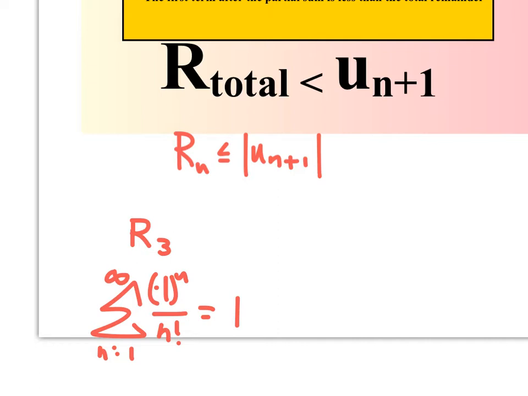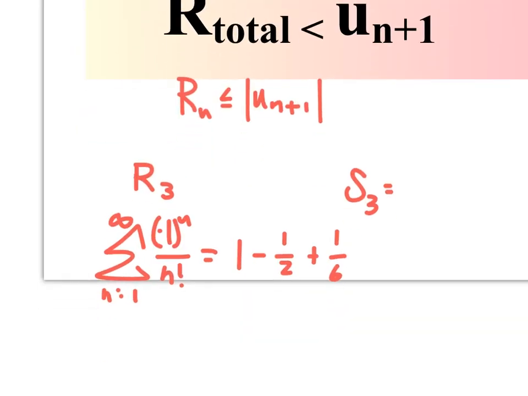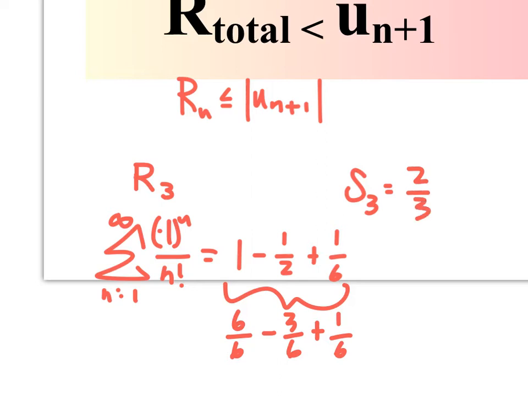I think we said it was 1 minus 1/2 plus 1/6. Well, here what I have is s sub 3. It'd be whatever that comes out to be. Let's see what that would be. The sum of the first 3 terms here would be 6/6 minus 3/6 plus 1/6. So it looks like that would be 2/3.